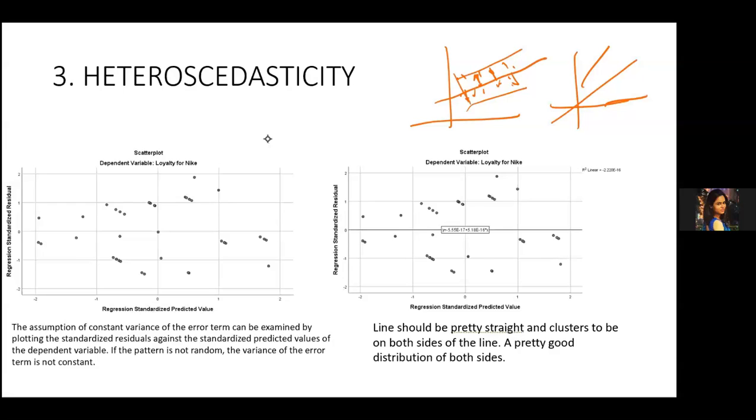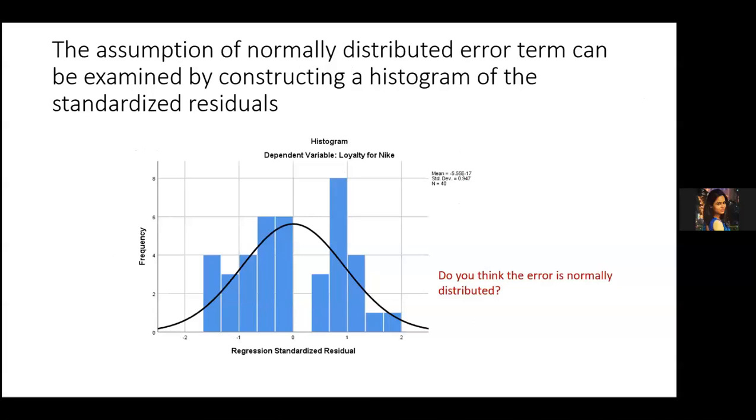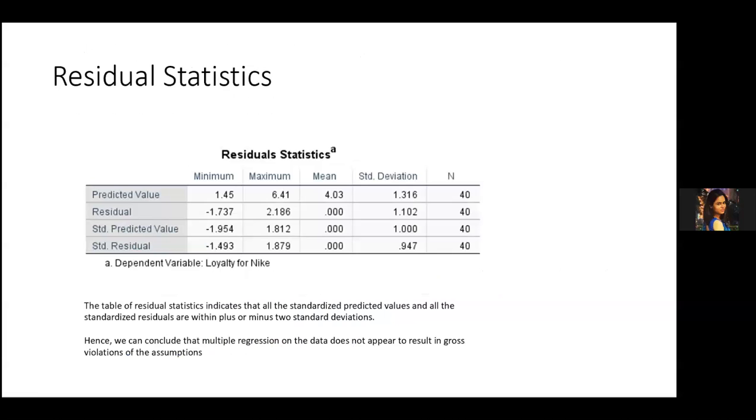So this is nothing but the graph of this part. This is my regression line, and the errors should follow roughly equidistant. That is heteroscedasticity, that my error term is constant. That is the third assumption. And then you can also check the other assumption, whether the error is normally distributed or not, whether it's falling on this line or not, or you can just check this residual statistics. In this statistics, the table states that all the standardized predicted values are within plus or minus 2 standard deviation. If it is within plus or minus 2 standard deviation, then it's good.